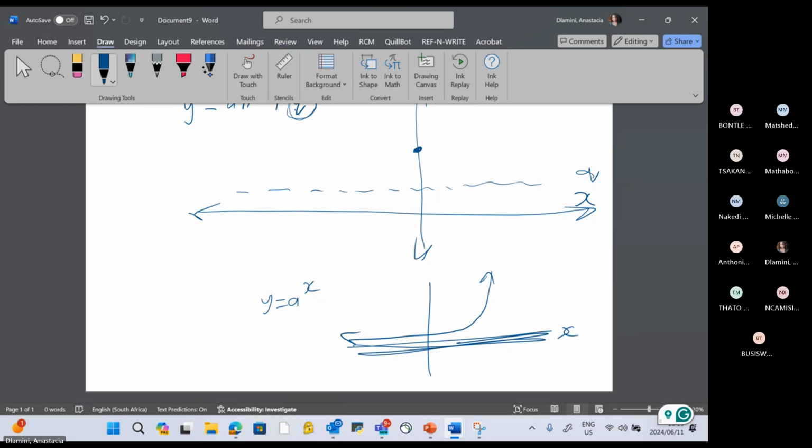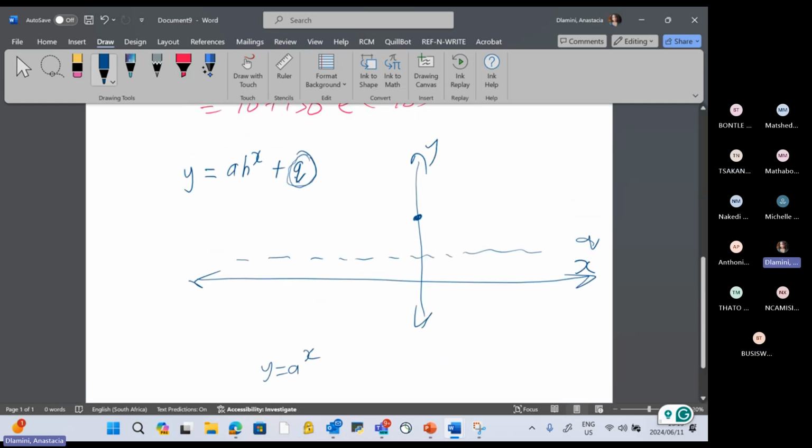Yes, ma'am. Meaning that here, this is q. So if this is positive, meaning that if we have y equals a to the power of x, then your graph will be like this. Okay, let me remove this part here. Then your graph will be like this, plus q. Your graph will be close to q but does not touch q.